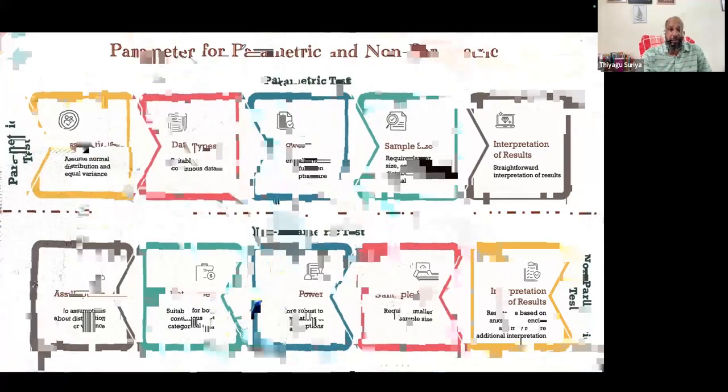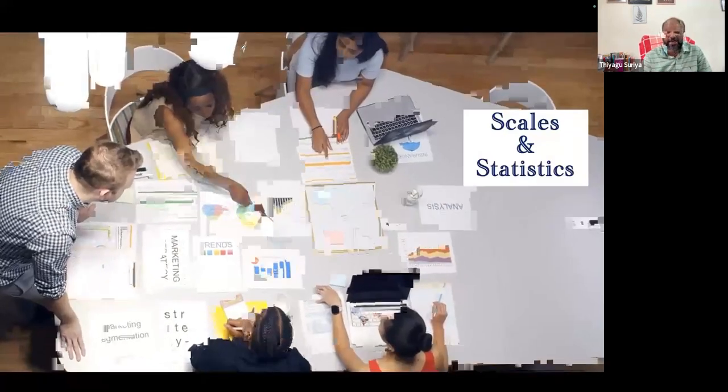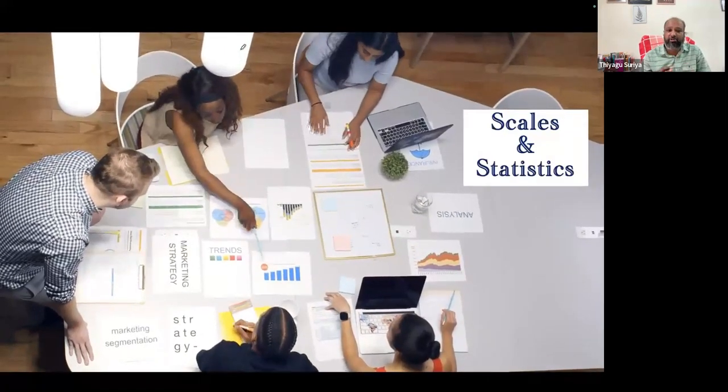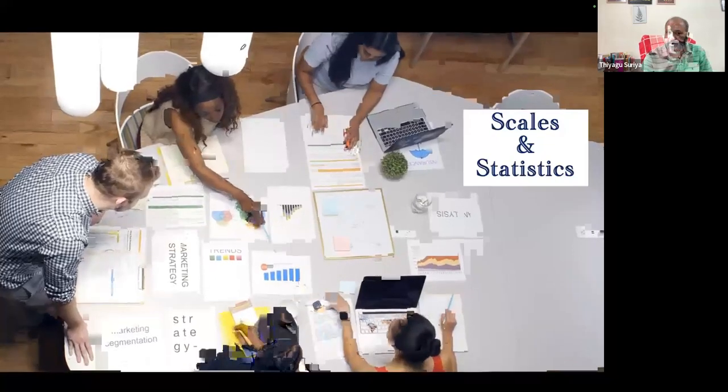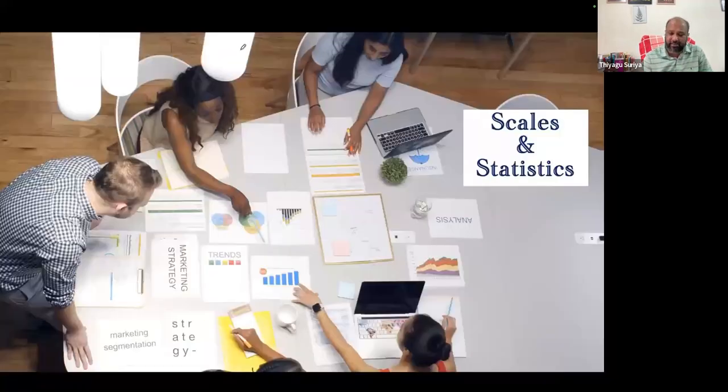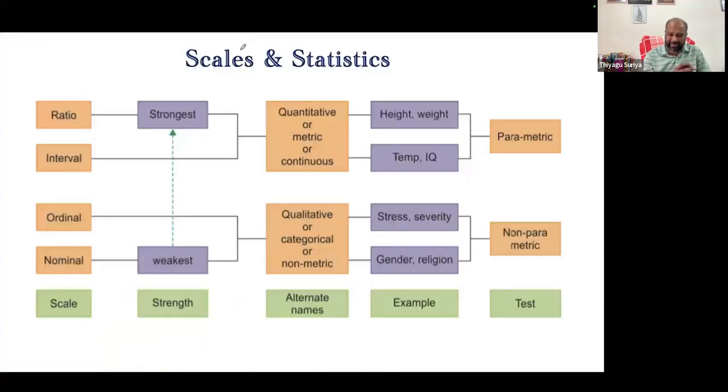One more thing you must know is that scales and statistics are directly related. Based on the scales of measurement only, we decide the statistics. I discussed these things previously. Now, if possible, kindly take a screenshot of this diagram, this flow chart also, because everything is directly connected.